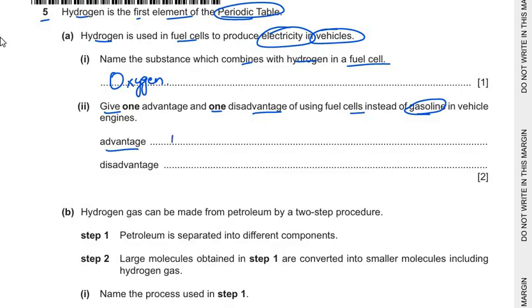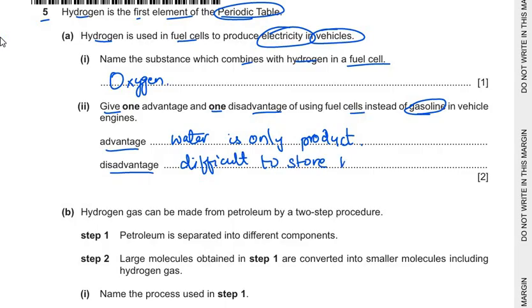The advantage is that water is the only product, or you can say no pollution, because there is no other product formed. So water is the only product. That is the most wonderful advantage. The disadvantage is that it is difficult to store hydrogen.